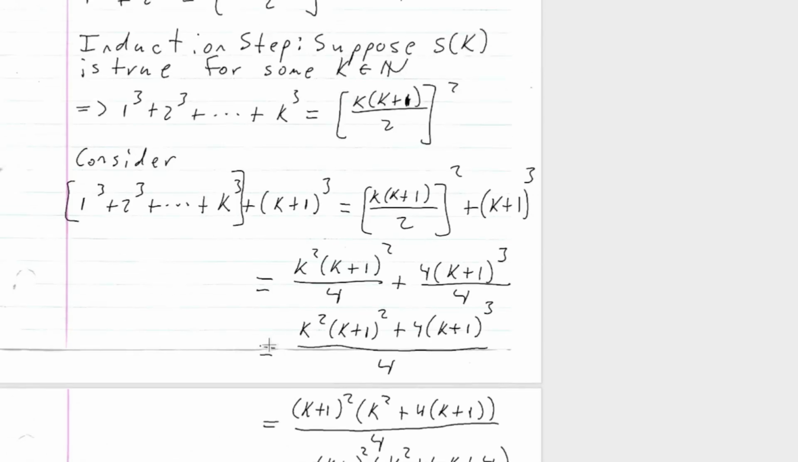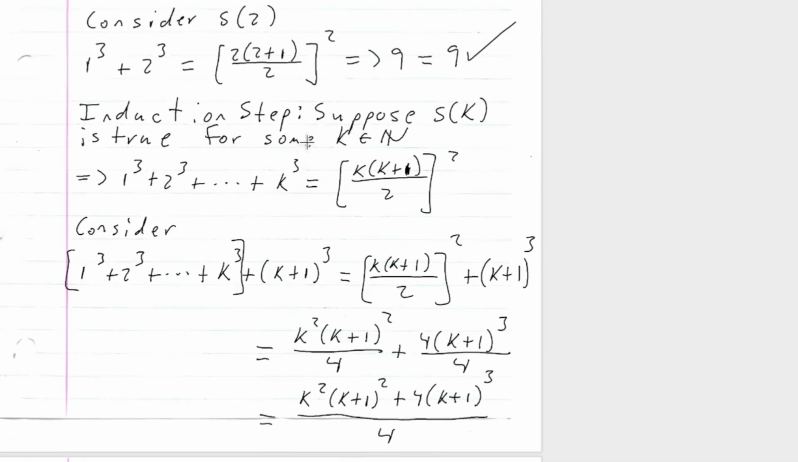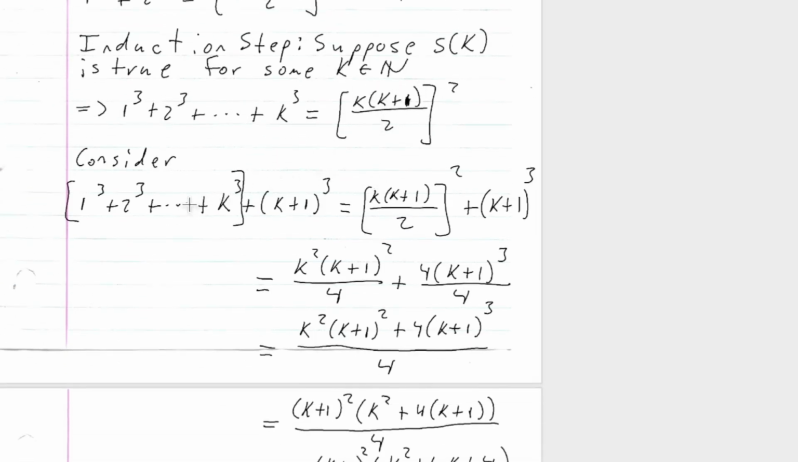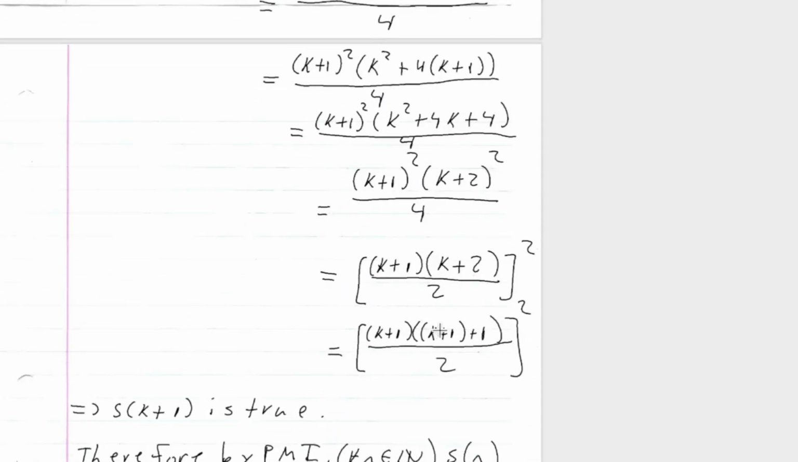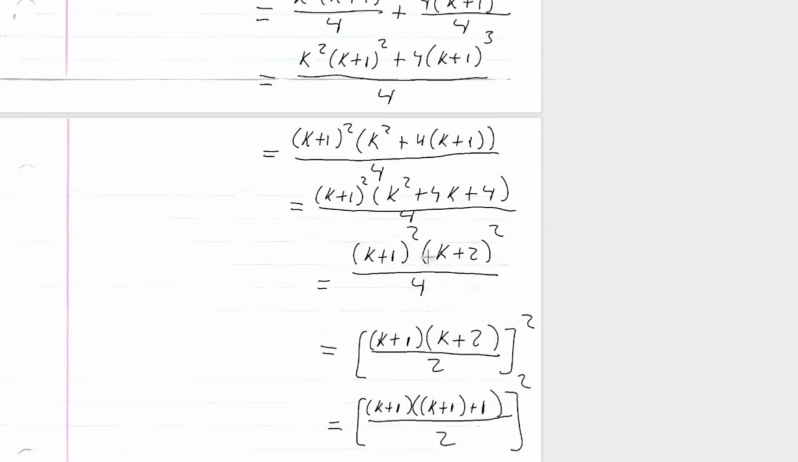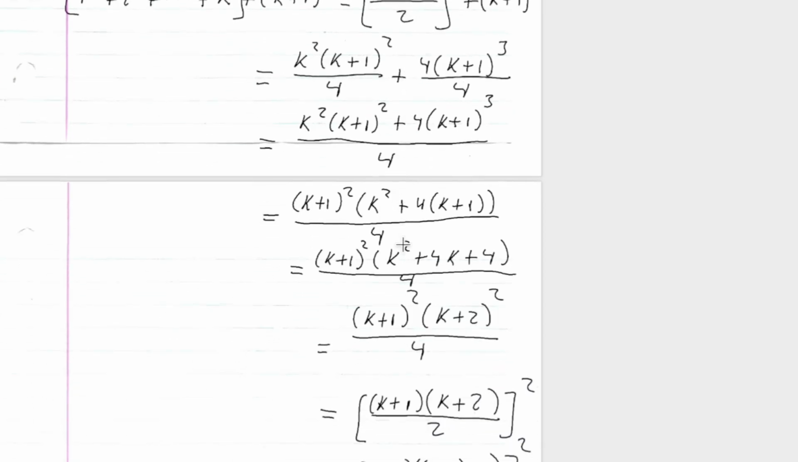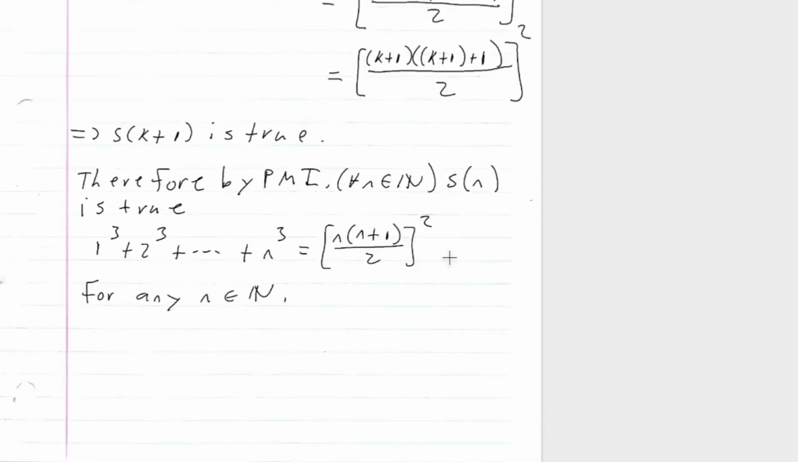Because we're able to assume that the sum of the first k terms is equal to this formula, and we're able to show that the sum of the first k plus 1 terms is equal to the formula if I plug in k plus 1, right? By doing all this math here. And that is our proof.